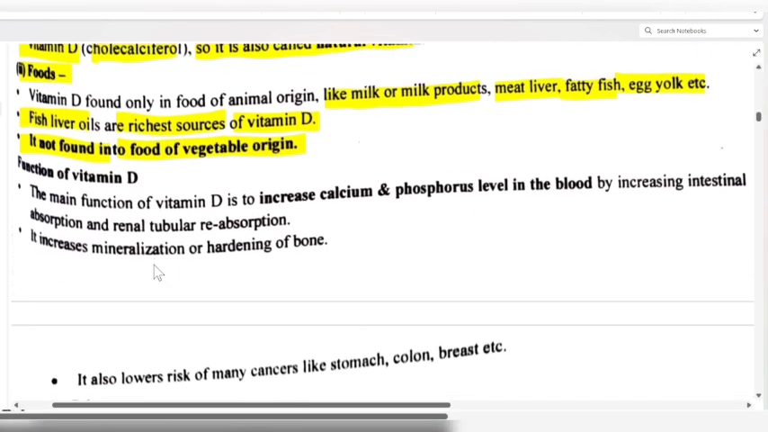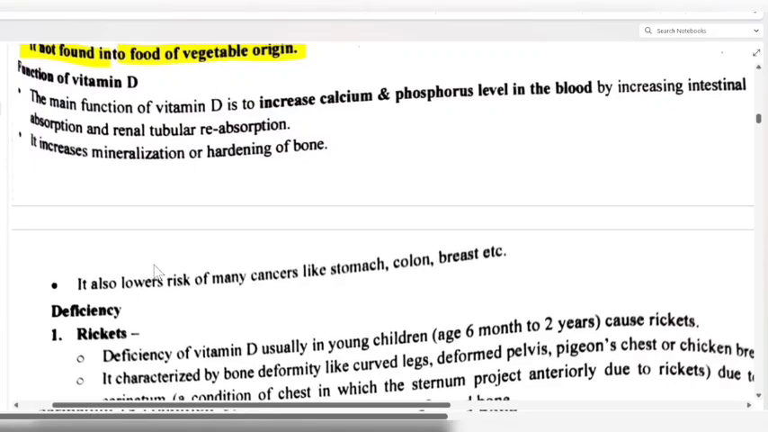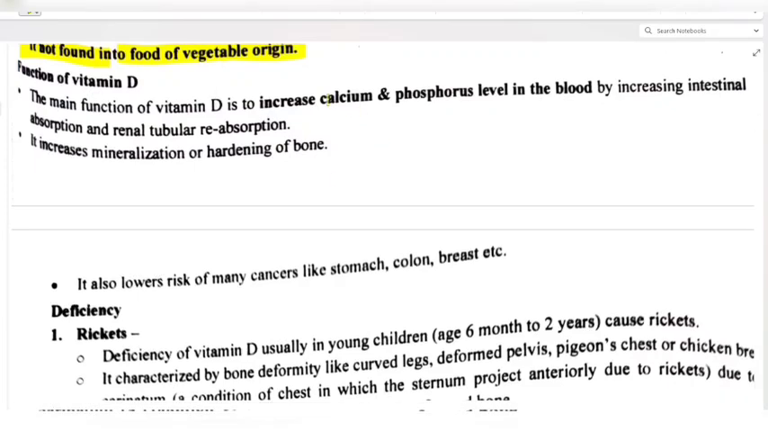Then functions of vitamin D. The main function of vitamin D is to increase calcium and phosphorus levels in the blood by increasing intestinal absorption and renal tubular reabsorption. It increases mineralization or hardening of the bone.